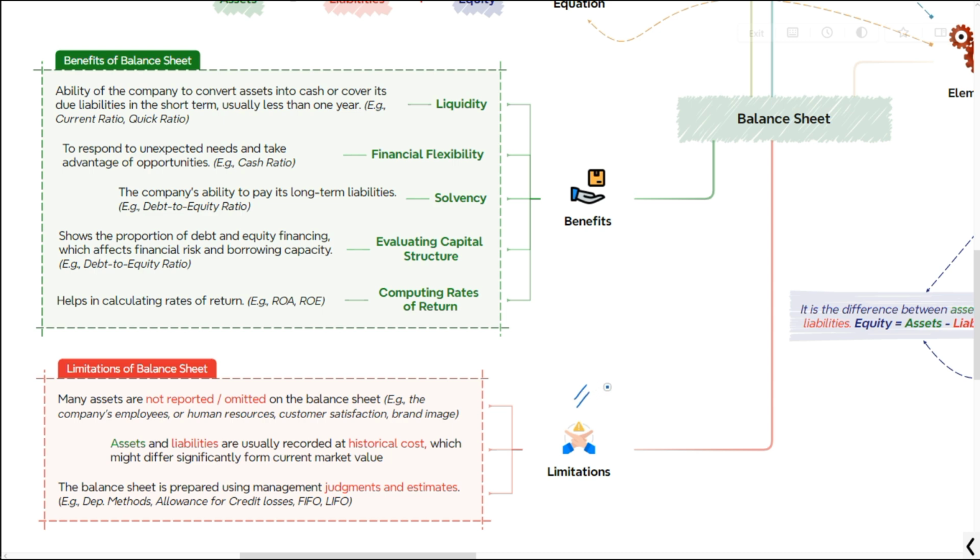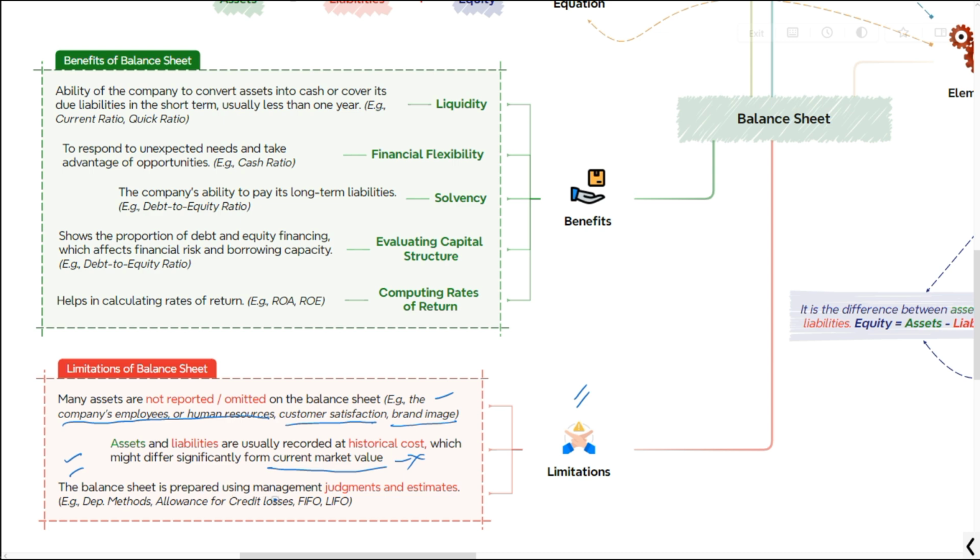Limitations of the balance sheet. There are certain limitations of the balance sheet. There are many assets that are not reported on the balance sheet. They are omitted. For example, we don't report the company's employees or human resources. We don't report customer satisfaction, and we don't report the brand image. So these items are not reported on the balance sheet, and this acts as one of the limitations. Many assets and liabilities are recorded at historical costs, which may differ from the current market value. So this is one of the limitations of the balance sheet.